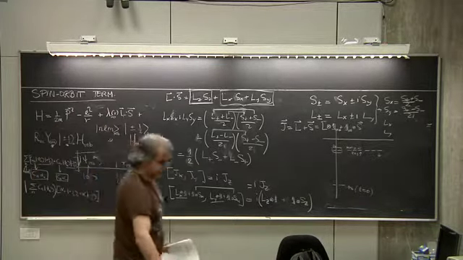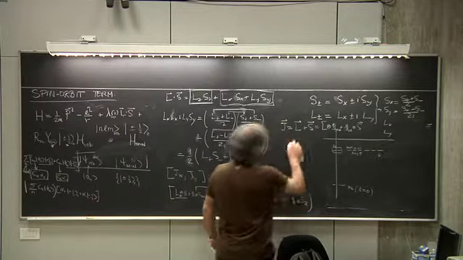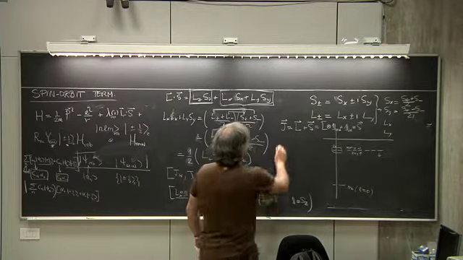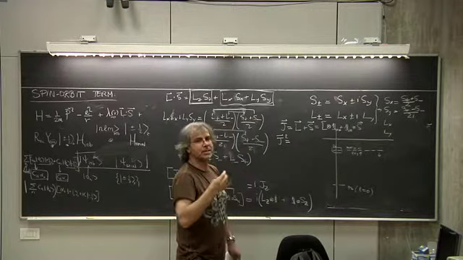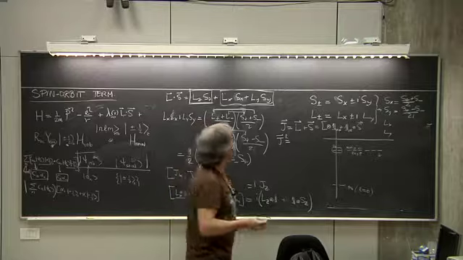Now, consider J squared. J squared, so Jx squared plus Jy squared plus Jz squared.